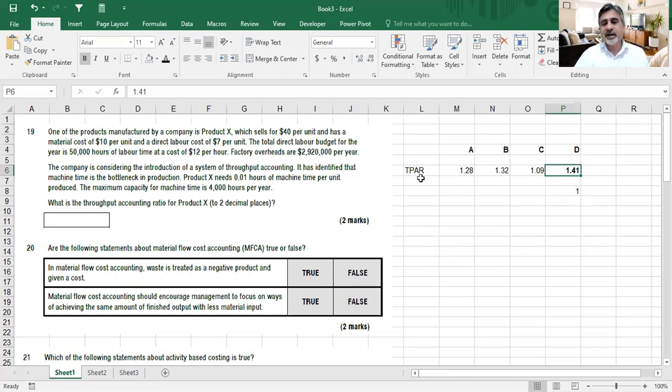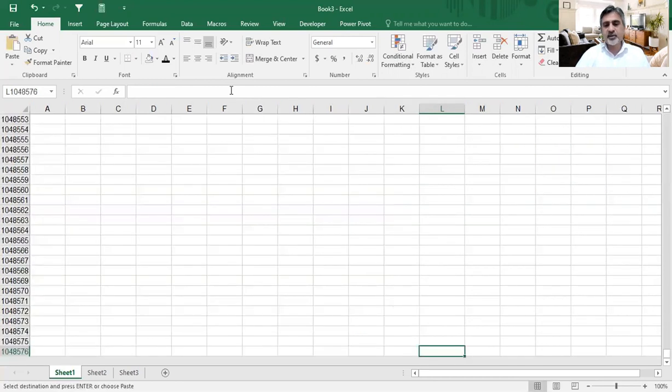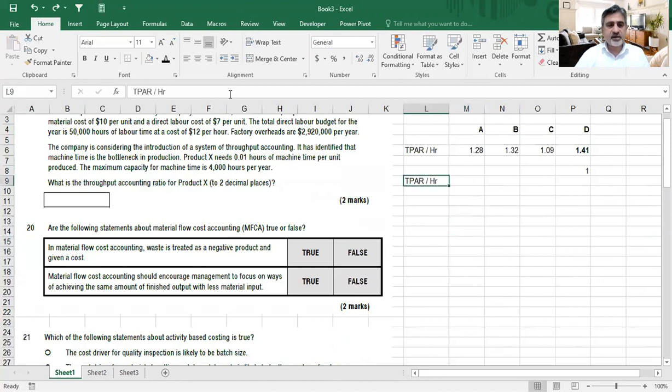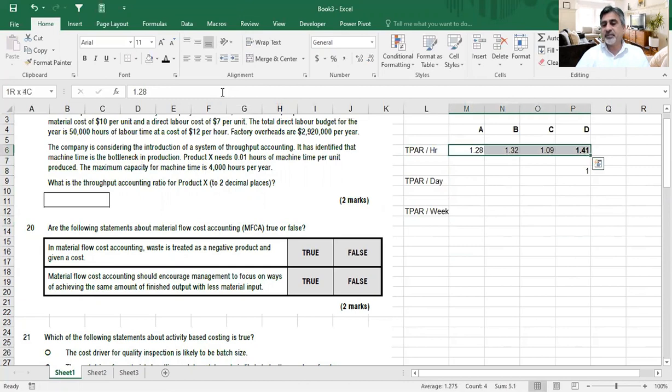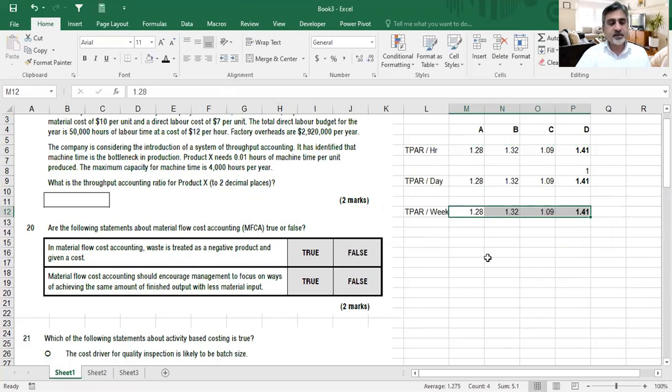And by the way, I say it, let's suppose TPR per hour, okay? Throughput accounting ratio per hour. Even if I call it throughput accounting ratio per day, or per week, whatever you may do, these numbers will remain the same, okay? These numbers will not change. I could have said it, but I have just written it so that you never forget.